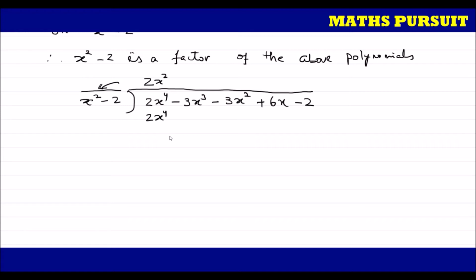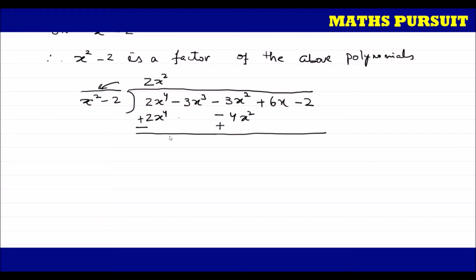So we will get 2x to the power 4 minus 4x to the power 2. 2x to the power 2 into x to the power 2 is 2x to the power 4. 2x to the power 2 into minus 2 is minus 4x to the power 2. Now let us solve it further. As I told you earlier, if there is a positive symbol, we need to reverse the symbol; here is a negative symbol, I am going to reverse the symbol to plus.